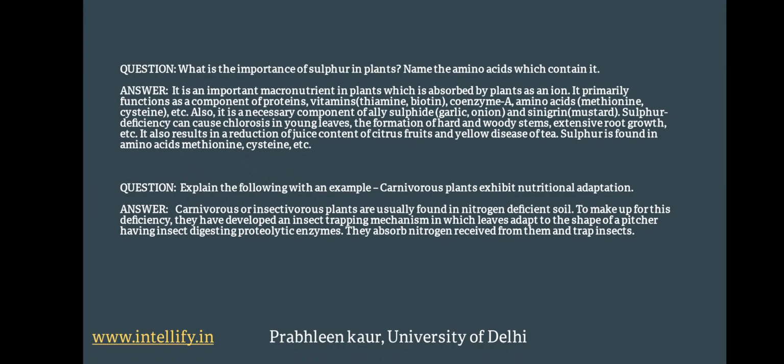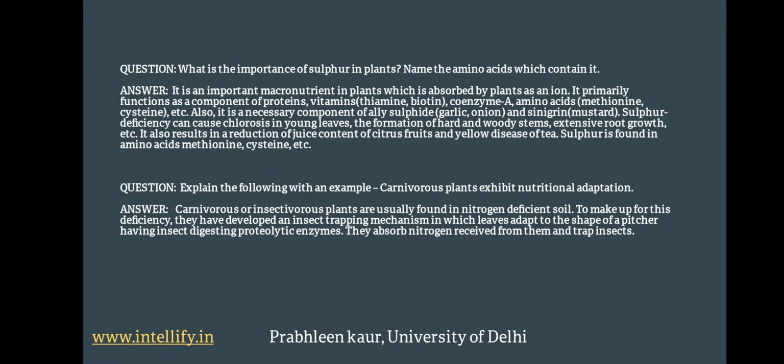Sulfur deficiency can cause chlorosis in young leaves, the formation of hard and woody stems, extensive root growth, etc. It also results in a reduction of juice content of citrus fruits and yellow disease of tea. Sulfur is found in amino acids methionine, cysteine, etc.